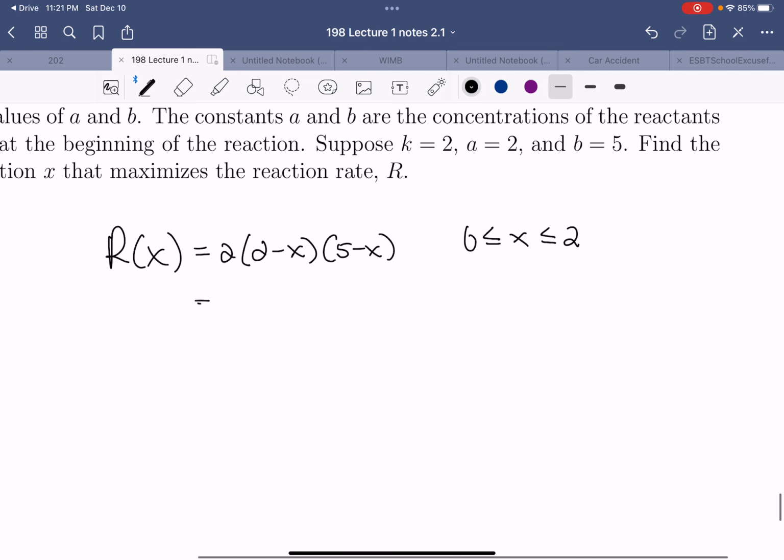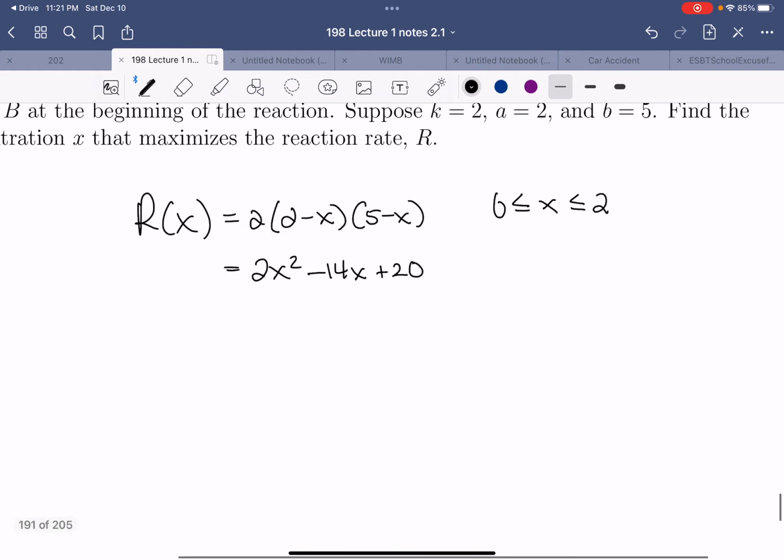All right, so if we multiply this out, that gives me 2x squared. The middle term is minus 5x and minus 2x. So that's minus 7x times 2 is minus 14x. And 5 times 2 is 10 times 2 is 20. Okay, so we get 2x squared minus 14x plus 20.